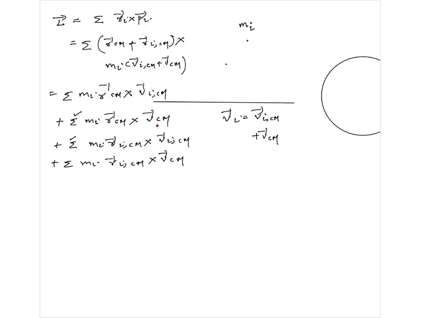So this fellow is the same as writing sigma mi completely outside, then RCM cross VCM. And sigma mi is the total mass. That's the thing for this fellow.